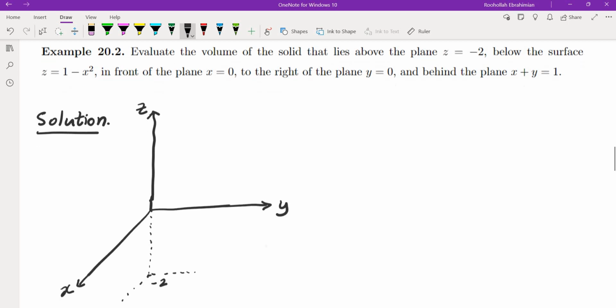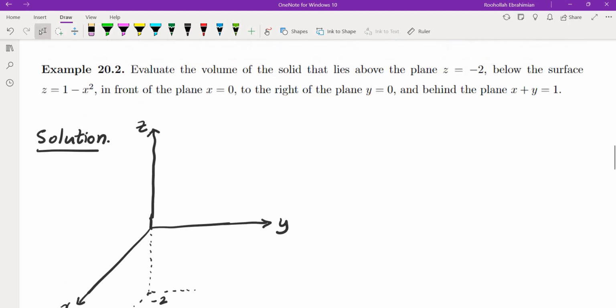I will use dashed lines, but we'll complete the diagram after we draw all these different surfaces that they gave us. Below the surface z equals 1 minus x squared. So what is z equals 1 minus x squared? It is a sheet. On the xz plane, it is a parabola. So the vertex is (1, 0).